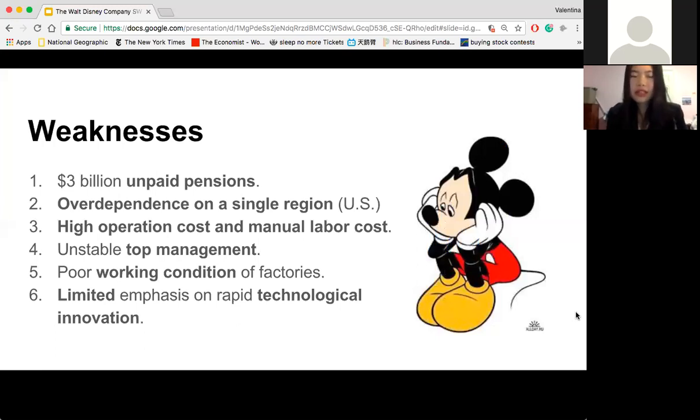Last but not least, Disney also has a weakness in technological innovation. Currently, Disney has been using a lot of the same attractions over the years. They haven't been developing many new attractions. So in the future, Disney should try to invest more in innovation in terms of attractions, using more advanced technologies for people to enjoy more types of entertainment. That's going to help them hugely in the market against their competitors.